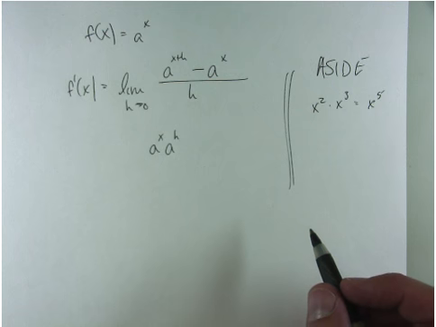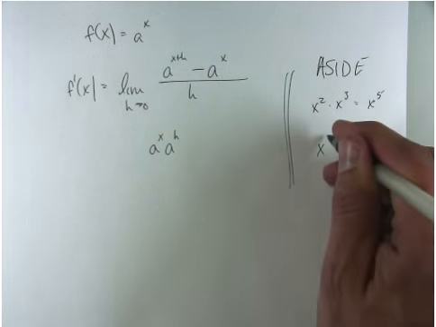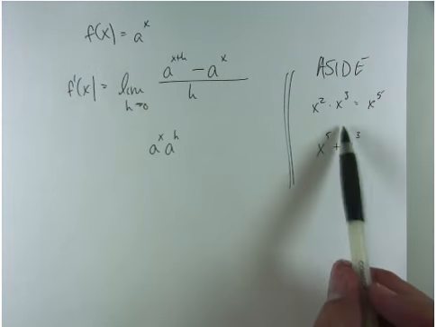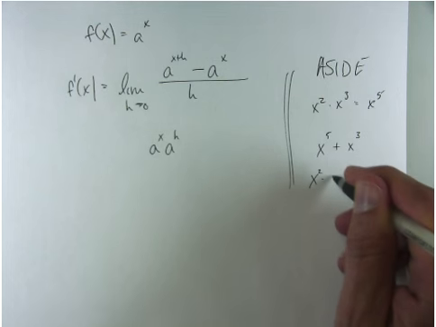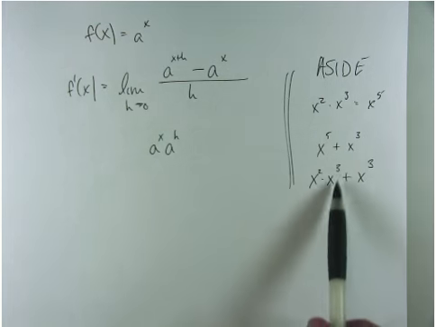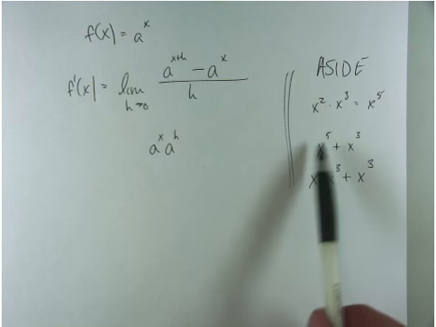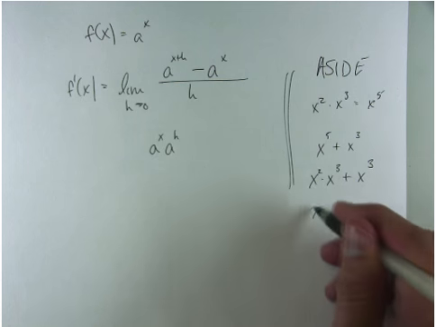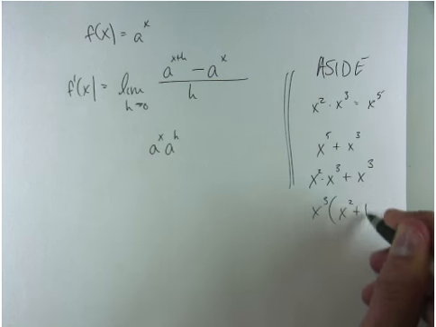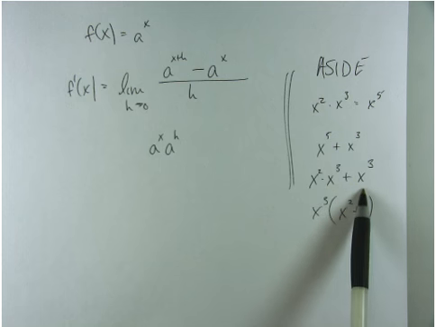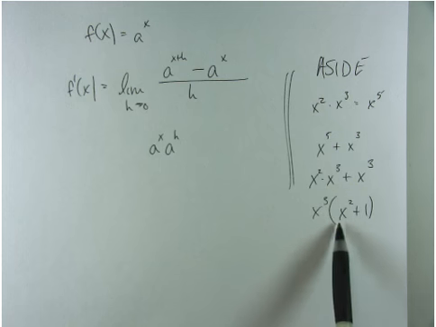Which we might have done if we were factoring. If I had something like x to the fifth plus x cubed, I might think of this x to the fifth as x squared times x cubed. So I can see that there's a factor of x cubed hidden away inside of this x to the fifth. If I pull an x cubed out, I can see that x cubed is a common factor in both of those terms, and so I get x cubed times x squared plus 1.